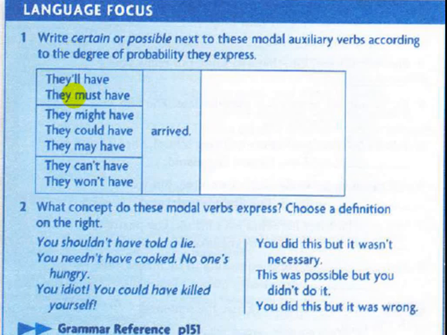They must have. That is also, must is certain. So will and must are certain. Must is a logical conclusion. It is certain and it is a logical conclusion.